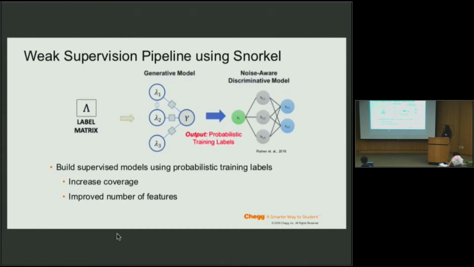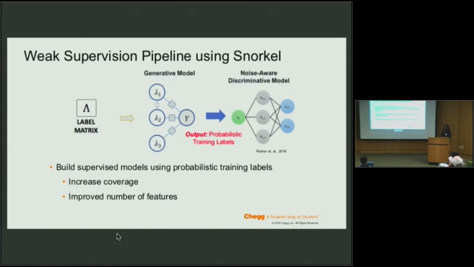Okay, so what the supervised model really helps in doing is increasing the coverage. Maybe your labeling functions were not covering a lot of the data that you had, and in that case, the supervised model, once it learns from your noisy labels, you can apply it to more of your data. So that's the weak supervision pipeline using Snorkel.